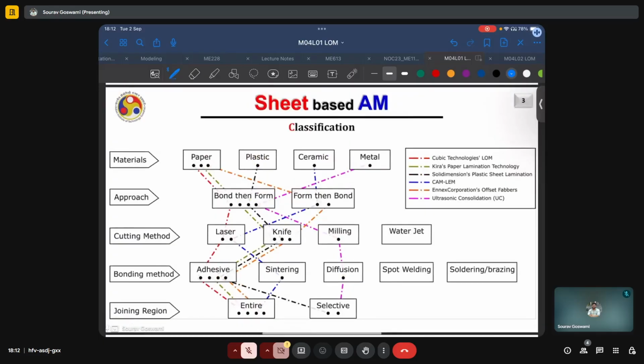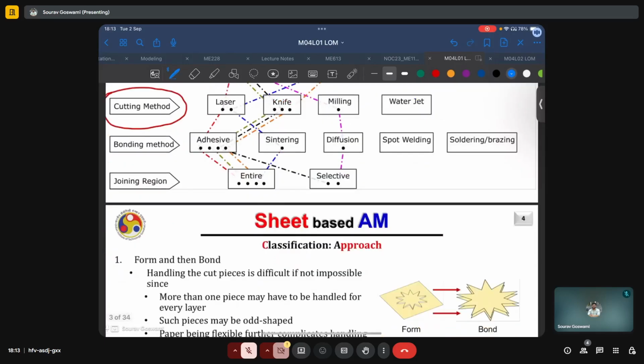Just like all our previously studied additive processes, here again we have divided any technology into its various subsystems, which makes classification far easier and systematic. Again, as you would see, the presence of this sub-block of cutting methods is very interesting because this is perhaps the first time that you are seeing it.